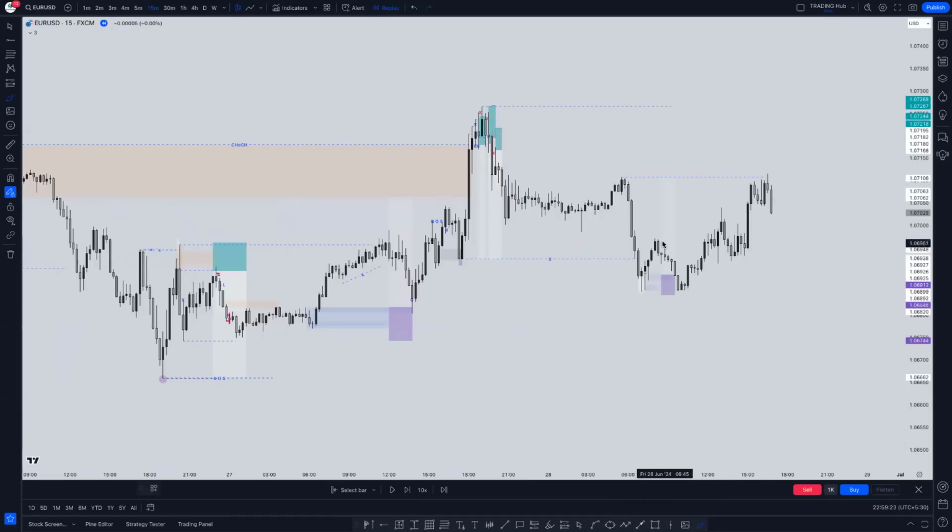So if market creates something like this, previous highs are broken, and again we need to wait for it to take out the inducement. If market takes out the inducement, we can again plan for the buy to the upside right here.